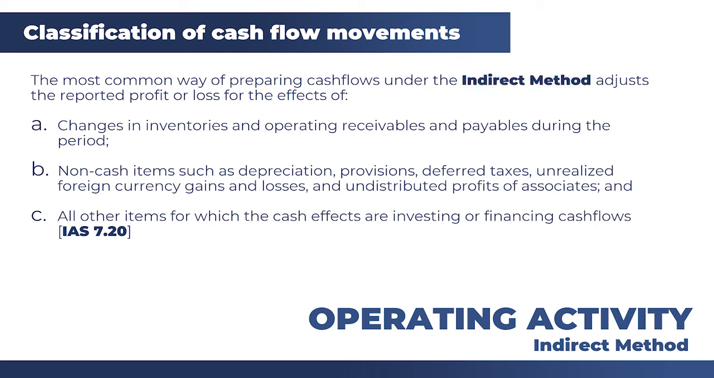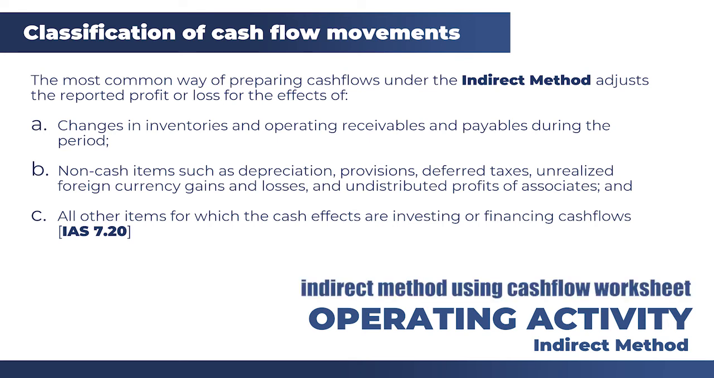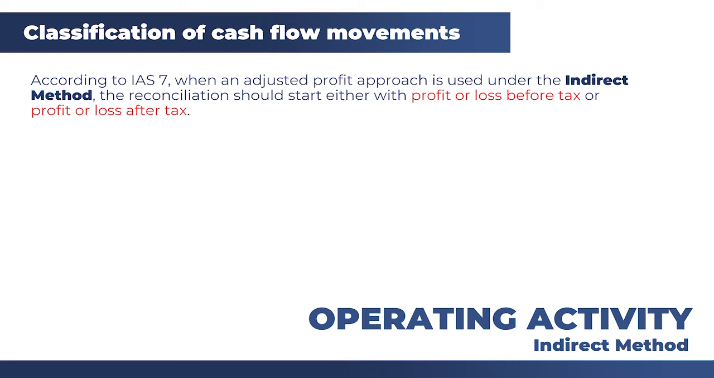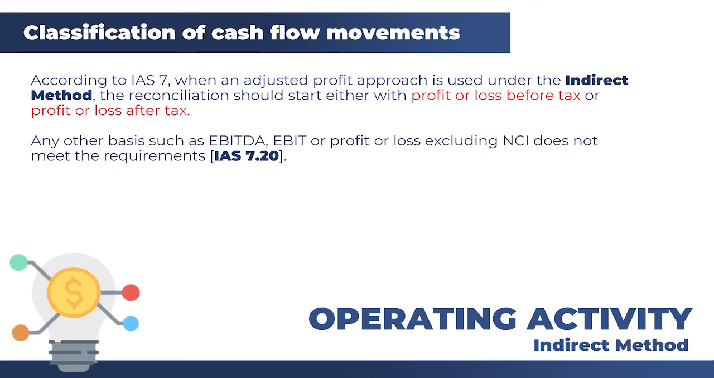All of these definitions may be a little bit overwhelming, but we will discuss this in detail in the practical application, especially on the preparation of indirect method cash flows using the cash flow worksheet. According to IAS 7, when an adjusted profit approach is used under the indirect method, the reconciliation should start either with profit or loss before tax or profit or loss after tax. Both are acceptable.